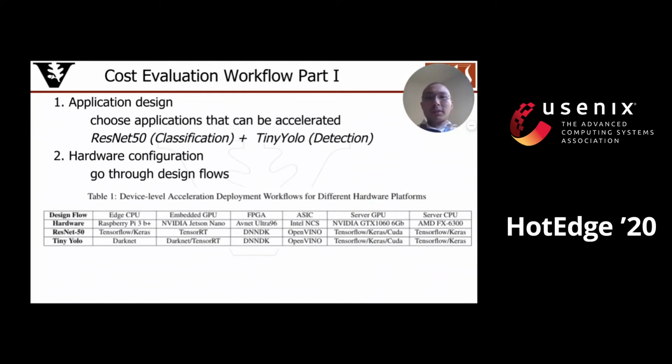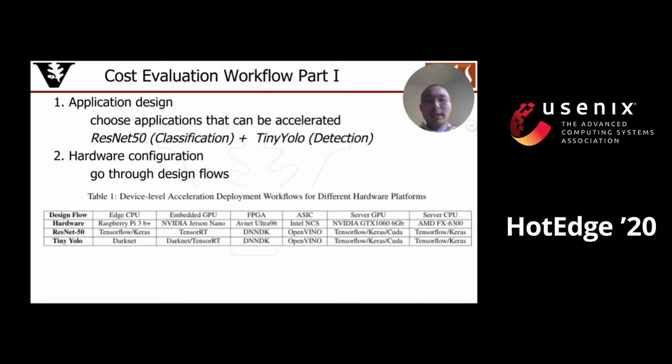So in order to solve such an optimization problem, we present a cost evaluation workflow consisting of several steps. The first step, of course, is to choose the application in the design topology that needs to be accelerated. With the emergence and popularity of current deep learning, we choose two quite popular computation-burdensome tasks. The first one is a classification task using the ResNet50 neural network, and the second is the vehicle detection task using the tiny YOLO neural network. Having chosen the tasks, we need to go through hardware configurations and realize them using their specific design flows.